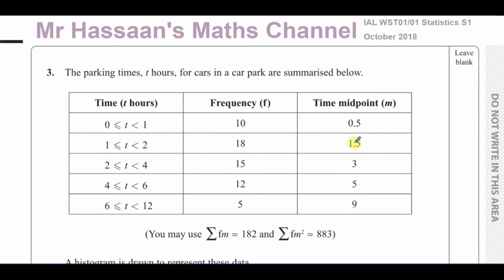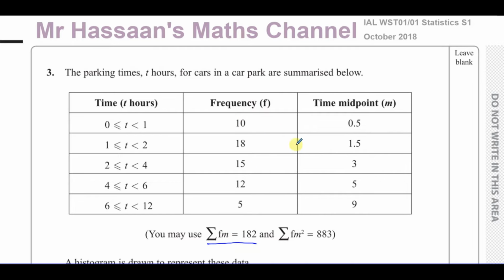Let's say they're parked for 1.5 hours. So we do frequency times midpoint. That gives us an estimate of how long those cars were parked altogether. The same for each of these categories, frequency times midpoint. When you add them together, you end up with an estimate of the total time all those cars were parked altogether. And that's what this represents: the sum of all these.